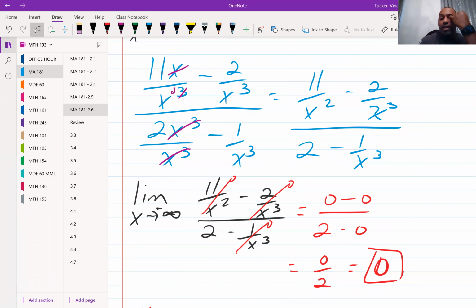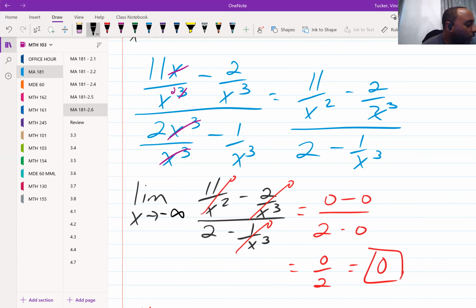All right, so if we apply the limit, we see that 11 over x squared goes to 0, 2 over x cubed goes to 0, and 1 over x cubed goes to 0. So we have 0 over 2, which is just 0. It's okay to have 0 as an answer. That is a legitimate number.